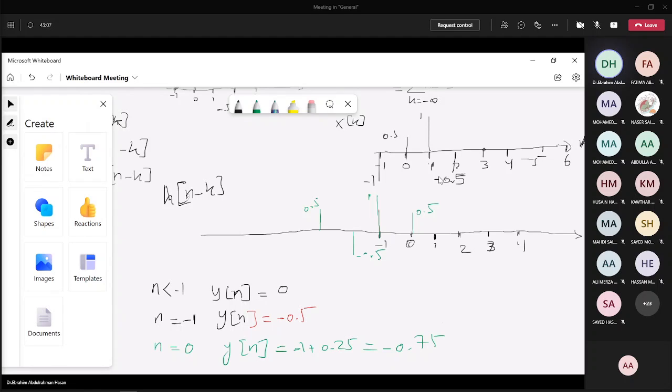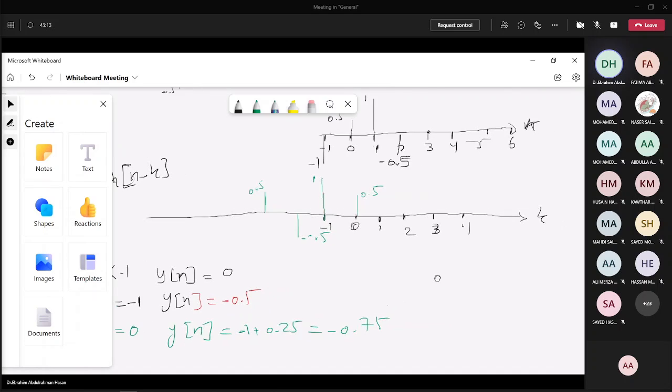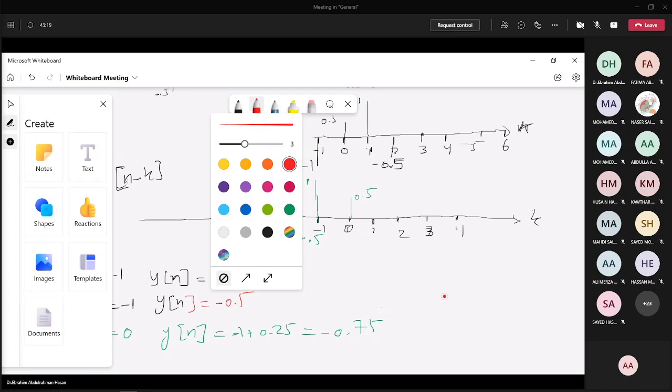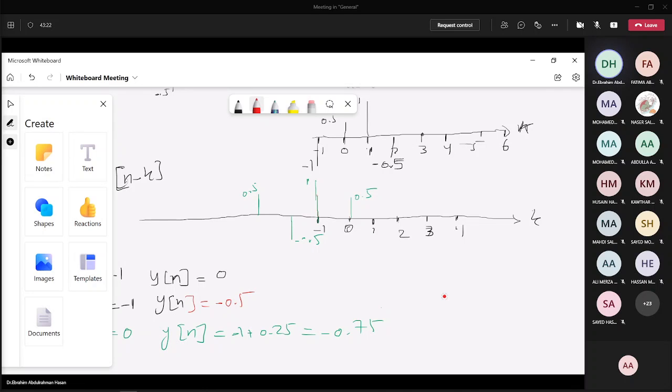Okay, I'm done with this one. Now this n shifted here, then shift by 1 again. So go by 1. Then here it will be 0.5. Then here will be 1. And here will be minus 0.5. Then here will be 0.5.